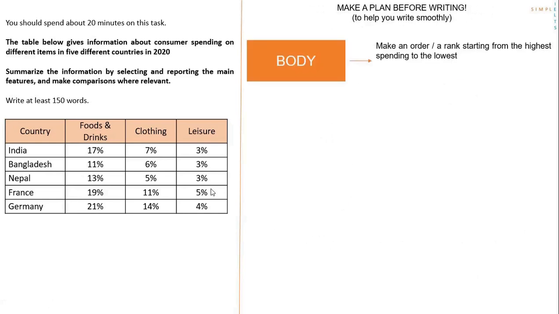Still about planning, now we talk about body. In order to explain things clearly, I'd suggest you make an order or a rank starting from the highest spending to the lowest. Why do we do that? Because we can easily explain and compare the data.